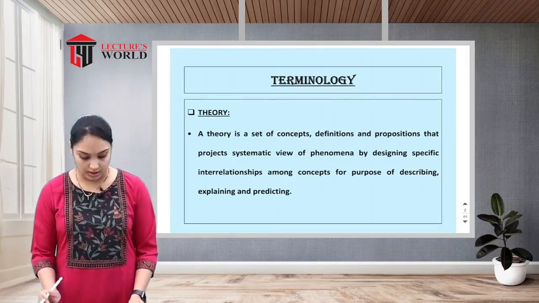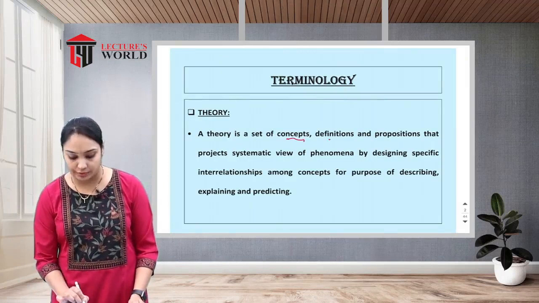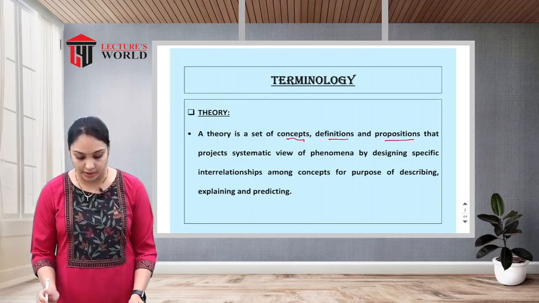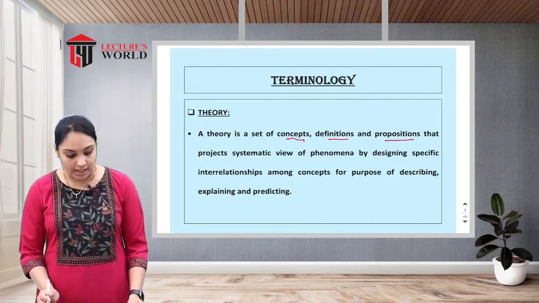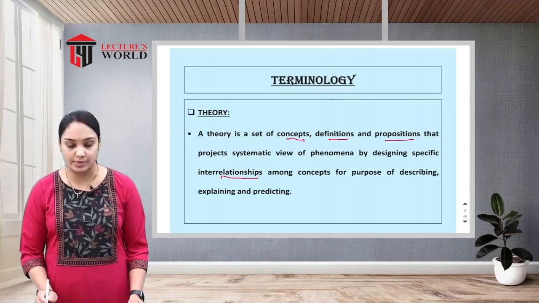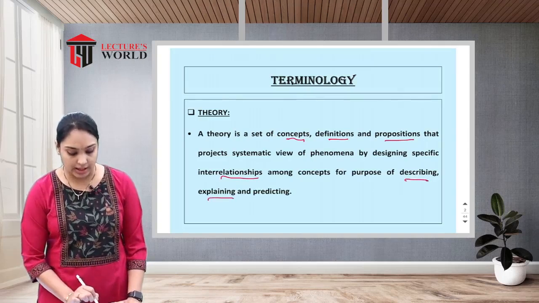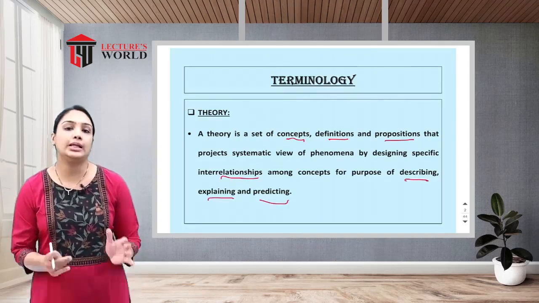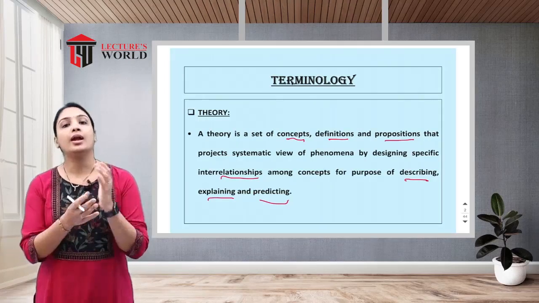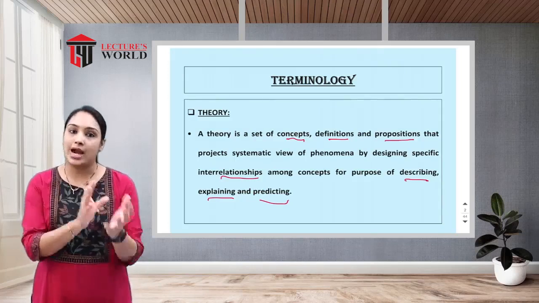What is theory? A theory is a set of concepts, definitions, propositions that project a systemic view of phenomena by designing specific interrelationships among concepts for the purpose of describing, explaining and predicting. Okay, mainly theory means what? They are having this set of concepts, the different concepts.